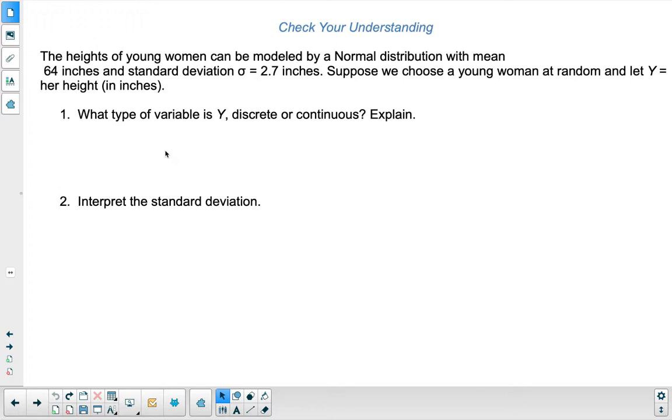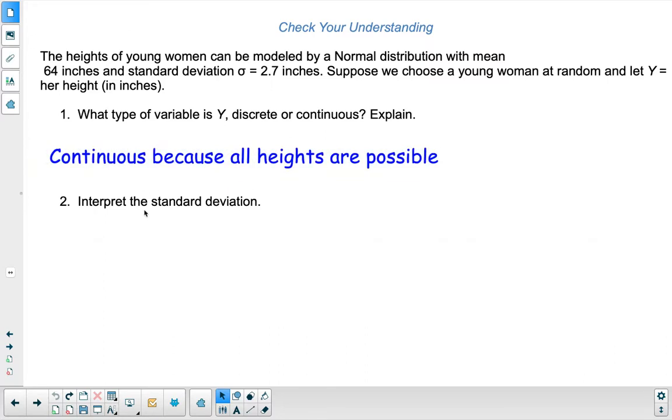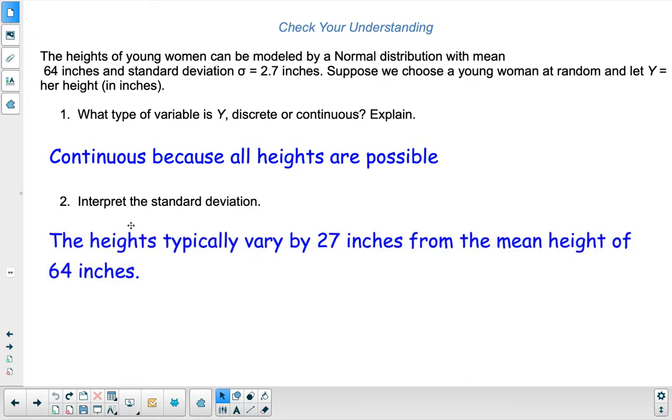So you want to ask yourself, is there space in between each outcome? We're going to make this continuous. Any height is possible. They could be 65.23814 inches. So there's no gaps in between. So this is continuous, a continuous random variable. Interpret the standard deviation, this 2.7. So the heights typically vary by 2.7, not 27, inches from the mean height of 64 inches.